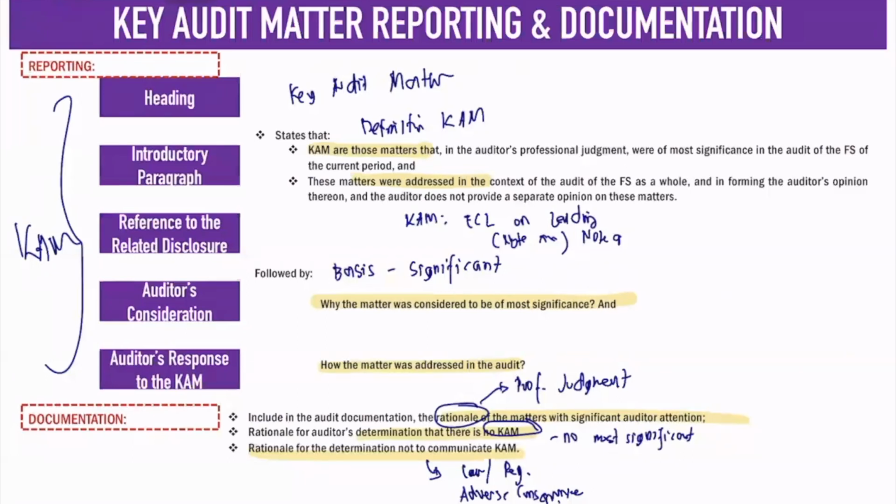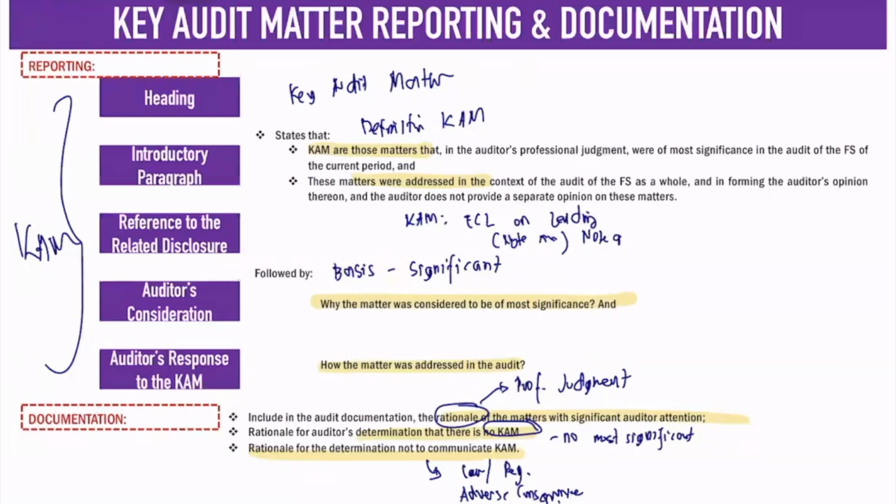So for example, our key audit matter is ECL. You reference it to the note disclosure on that ECL. As to auditor's consideration, why did you consider it as the most significant? And then lastly, your audit response, or also known as your how was the matter addressed in the audit.